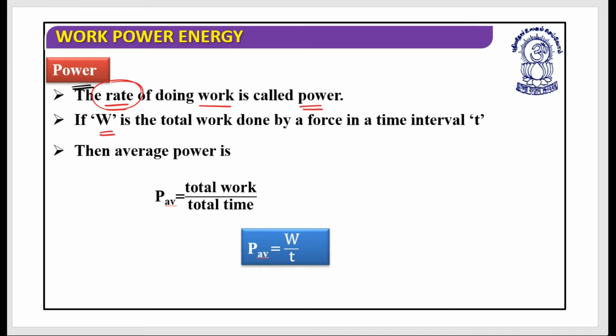So if W is the total work done by a force in time interval T, then the average power can be defined as P average. It is the total work done divided by the total time. So P average is equal to work done divided by time.